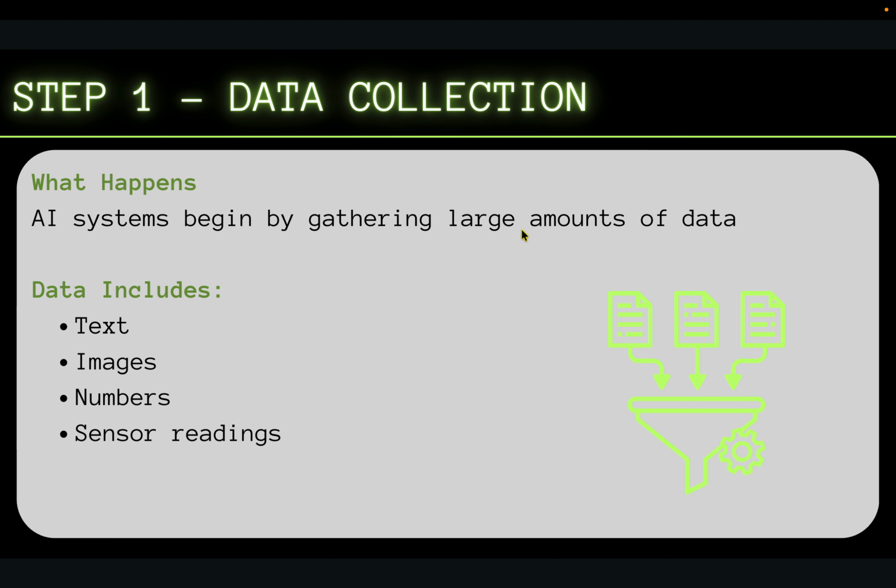So, what type of data do AI systems have? Pretty much they have text, images, numbers, and even sensor readings. So, when I'm referring to sensor readings, I'm referring to the readings from other technology devices, for example, phones, watches, things of that nature.